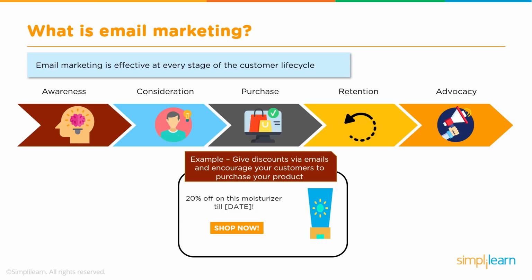It could be for a specific date. It could be something that's going to get them excited to buy the product. 20% off a moisturizer is a pretty good deal, especially if that percentage off is better than the other products they were considering buying. So giving somebody that extra incentive to purchase the product goes a long way via email.